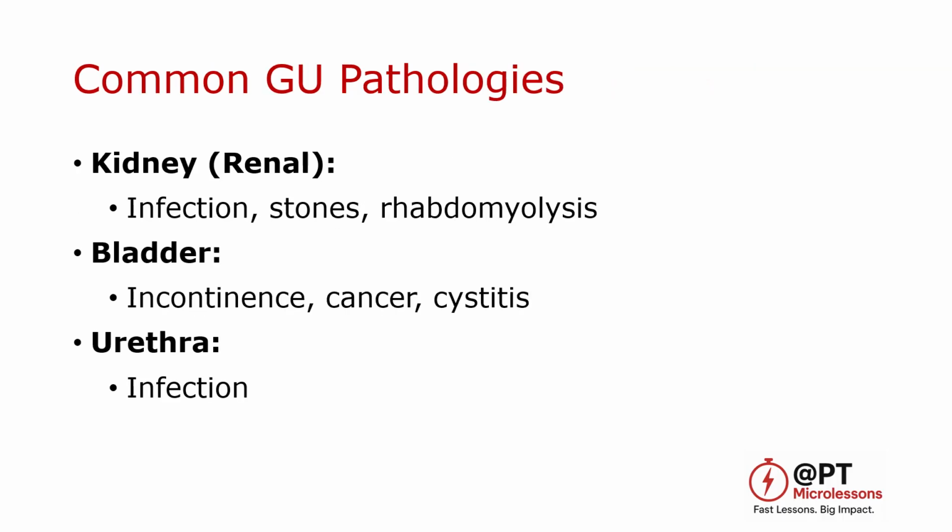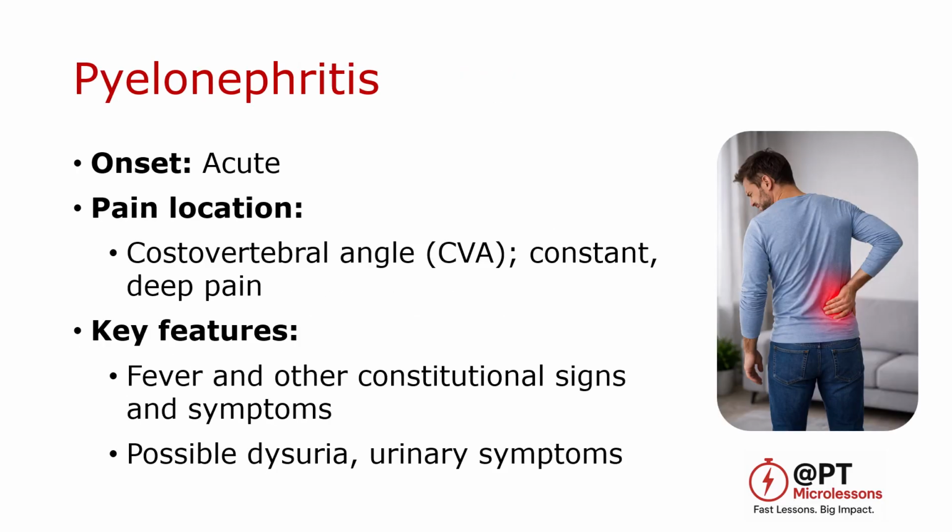Okay, let's look at a list of common GU conditions most relevant to physical therapists. These can involve structures like the kidneys, bladder, and urethra. As we go through these, we'll continue to use our framework to understand how they present and when referral is needed. Now, let's start with pyelonephritis.